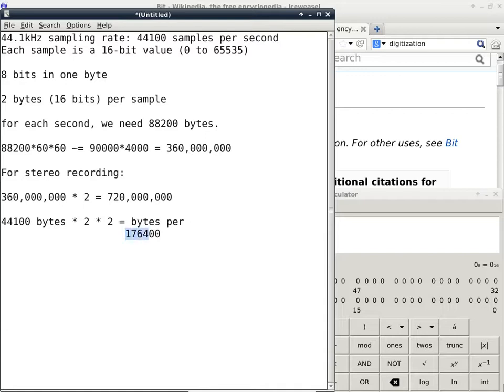So this is the number of bytes that we need to transmit per second in order to stream music using this particular method. Now when you are streaming music, are you measuring usually by number of bits per second or number of bytes per second?